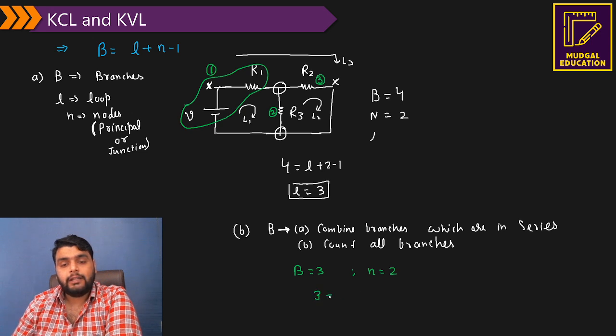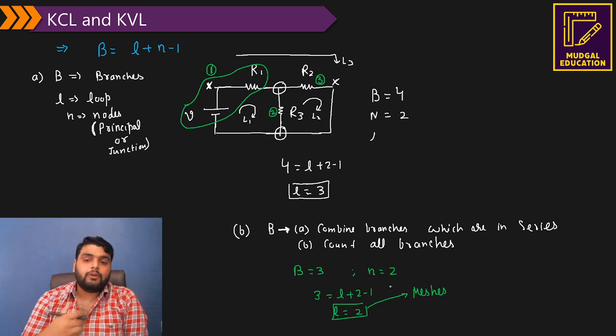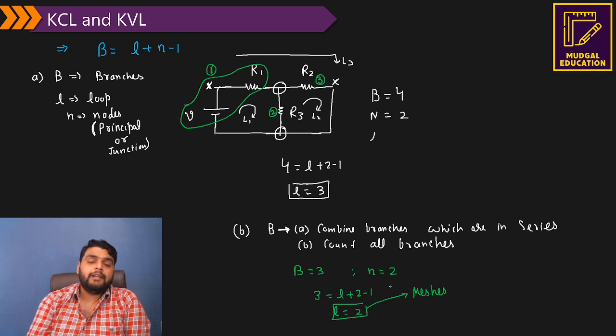Now calculate the number of loops here. You will get the number of loops as 2. Now these are actually meshes. So when you combine the branches which are connected in series, the loops you get are actually the meshes.